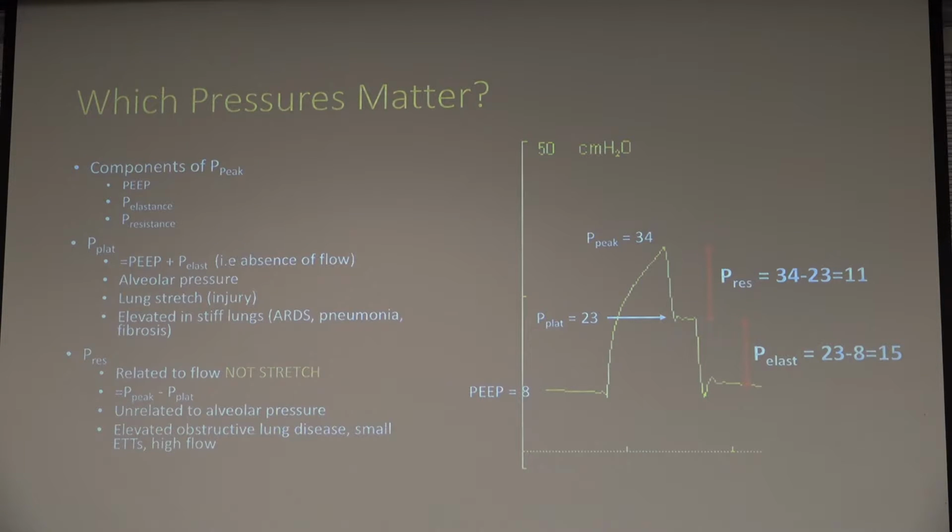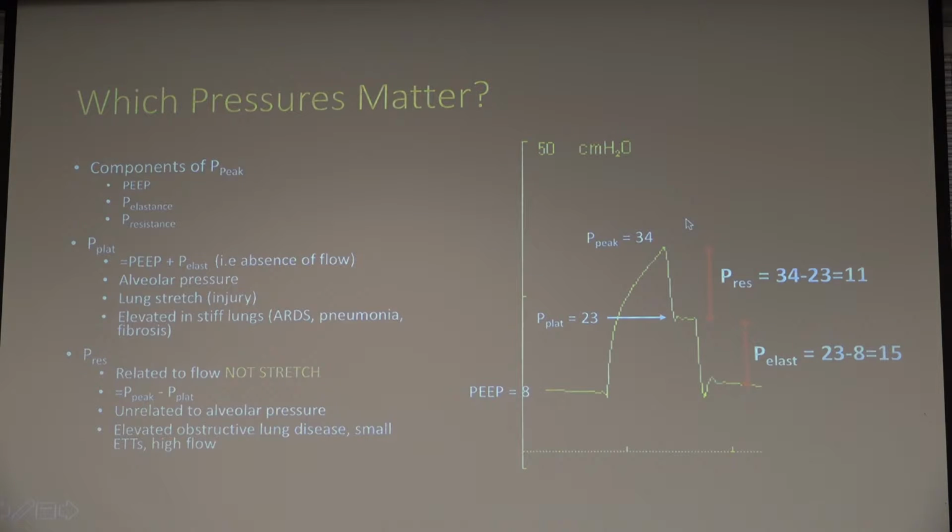When we talk about pressures, though, what pressures are we really going to talk about? Well, we know about peak pressures and we know about plateau pressures, and by definition, a plateau pressure is defined as the pressure to inflate the lungs in the absence of flow. So you deliver the breath, stop flow, and then measure the pressure. And that's really the pressure that's important to the lungs when it comes to lung injury.